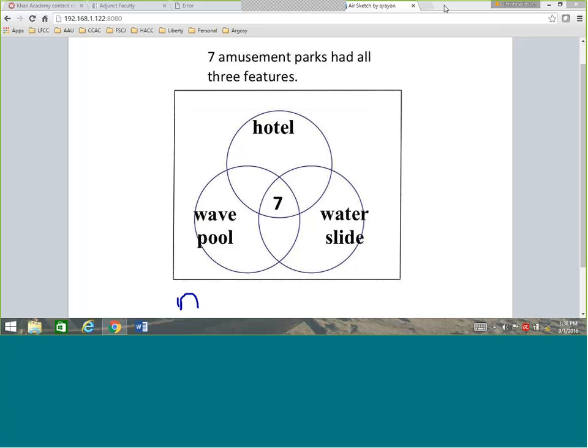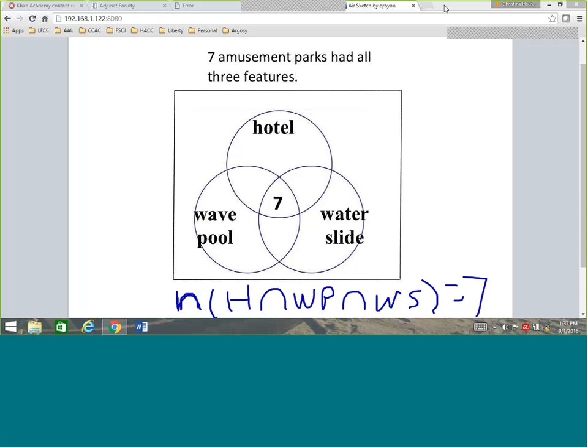Now I could write that in here. The number, I didn't put that on the screen, but the number of hotel intersect wave pool intersect water slide would look like that, where you have the intersection. So it's the and: hotel and wave pool and water slide is what that would look like, and then the N in the front to show that's the number of amusement parks with hotel and wave pool and water slide. The answer is 7, like that. Okay, and like I said, throughout some of these, especially when we get to the questions, I'll write those in cardinality notation just to get used to that as well.